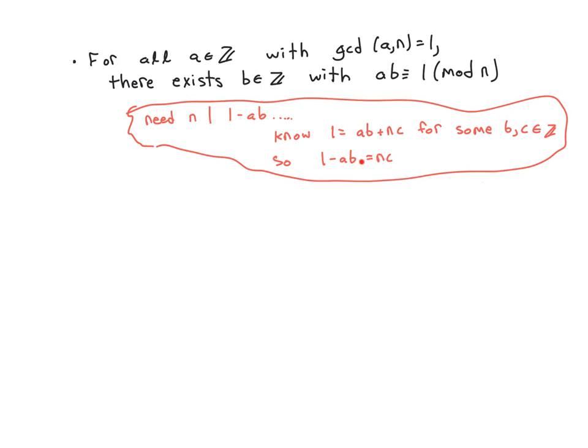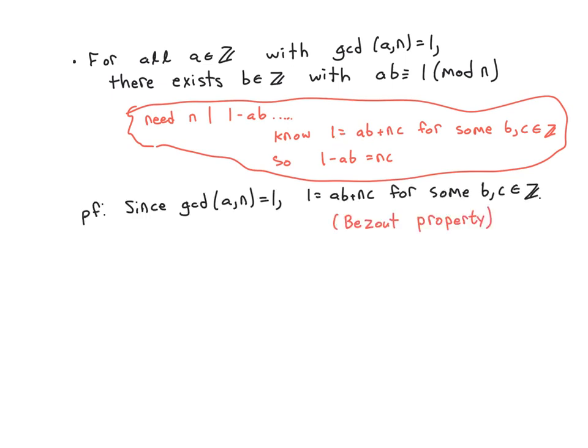So we found the right value of b that would work, namely any Bezout coefficient when we write 1 as a linear combination of a and n, where these coefficients are also integers, and we know by the Bezout property that this has to happen. So there's our proof. Since the greatest common divisor of a and n is 1, 1 is equal to ab plus nc for some integers b and c. This is the Bezout property. And note, by using the extended Euclidean algorithm, you can actually find this b.